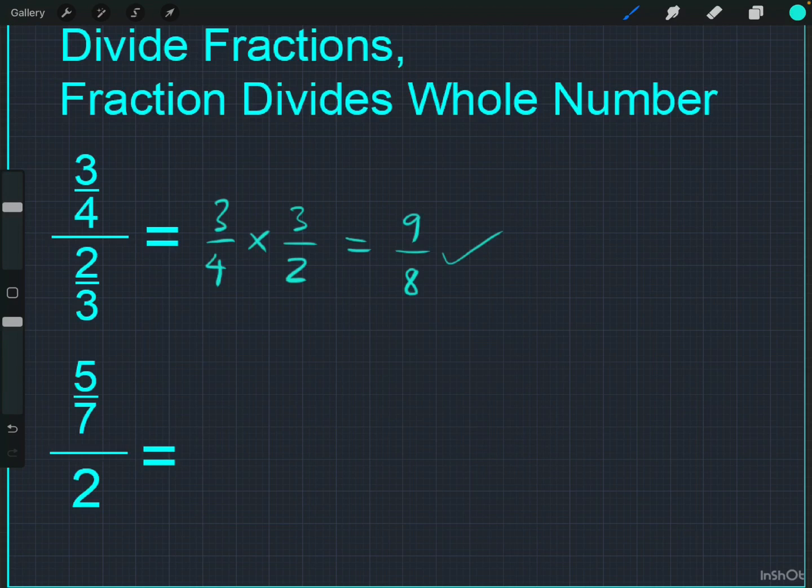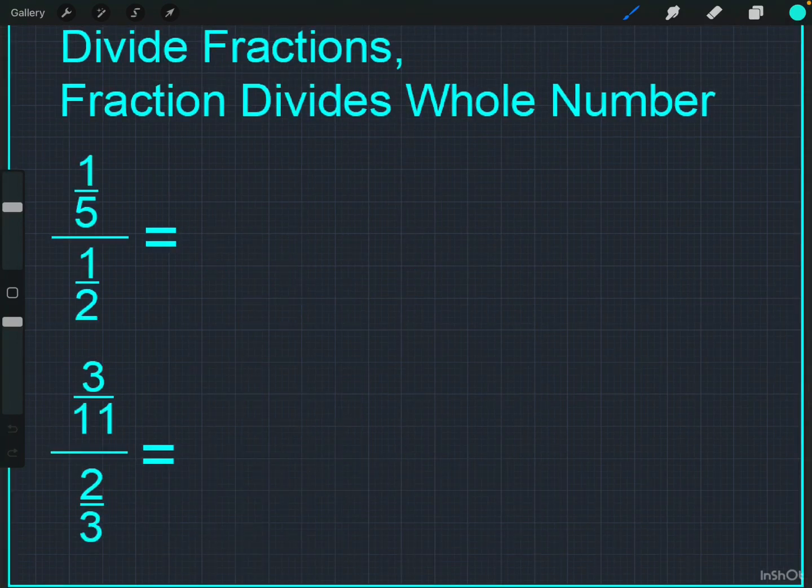Now we go ahead to the second one. We have 5 over 7 divided by 2. Now we consider 2 to be 2 over 1. Again we have two fractions, the first fraction divided by the second fraction. So we keep the first fraction, 5 over 7, the same, and multiply by the second fraction flipped over. So that is 1 over 2. We go ahead, 5 times 1 is 5, 7 times 2 is 14. We get the answer.